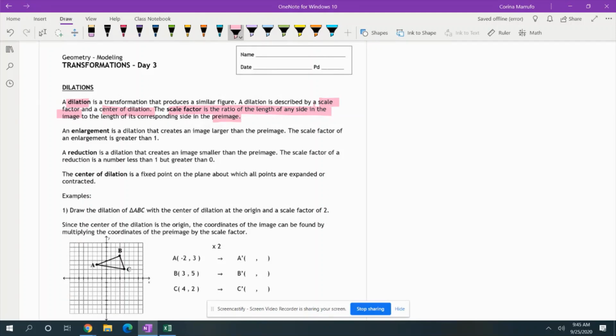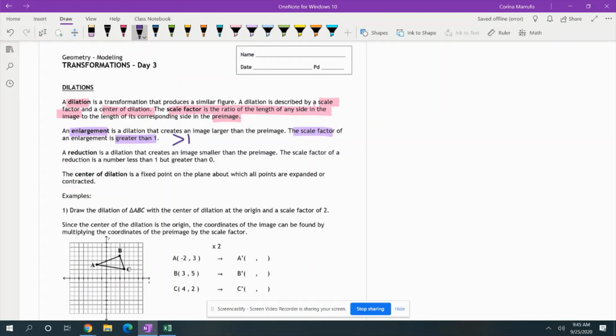So with the scale factor, we will be changing the shape. We'll either be making an enlargement, which means we're going to make it bigger. And so the scale factor has to be greater than 1 in order for us to get a bigger figure. So greater than 1. Okay.